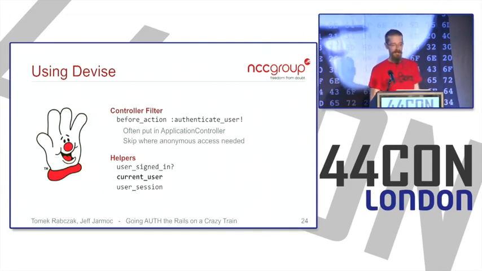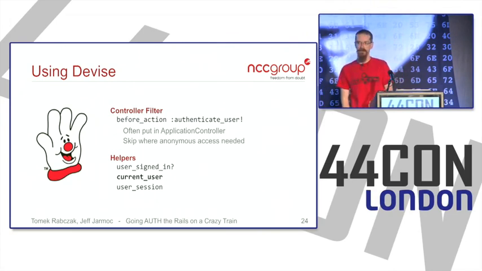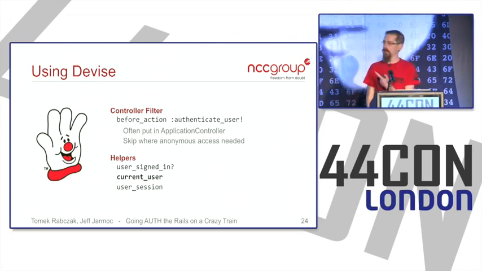The other things it gives us are these helper methods: user_signed_in?, current_user, and user_session. They're pretty self-explanatory. user_signed_in? just returns a Boolean of whether or not there's someone signed in. current_user, I've got bolded here because that's really the one you're going to see the most often. That returns the user's object. A lot of times that's going to be the base of further functionality in your application, so you'll see that all over the place. user_session returns the session object associated with the user.